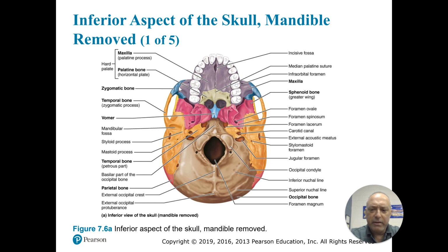The zygomatic arch here makes up the cheekbone, articulates with the temporal bone, the zygomatic process of the temporal bone. You've got a mandibular fossa where the mandible seats. Here is the foramen magnum, where the spinal cord exits. There's also a jugular foramen, where the jugular vein exits. You can also see on the temporal bone the external acoustic meatus for the inner ear.